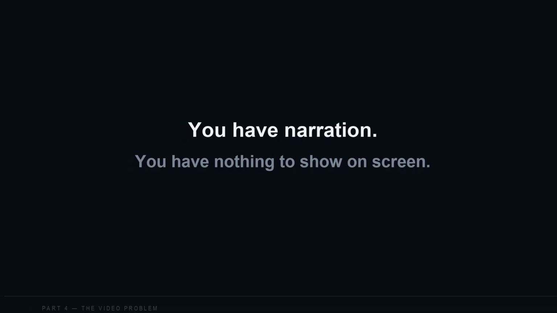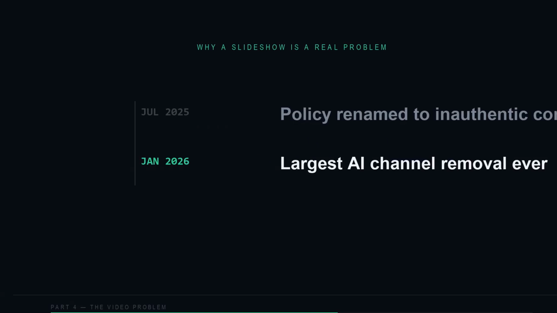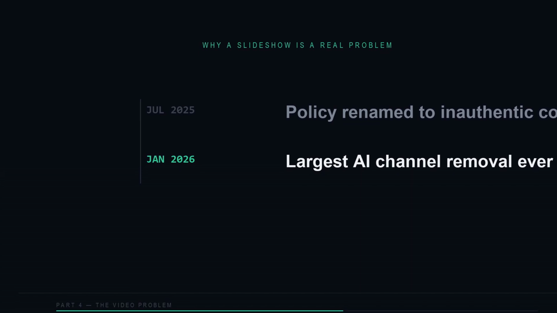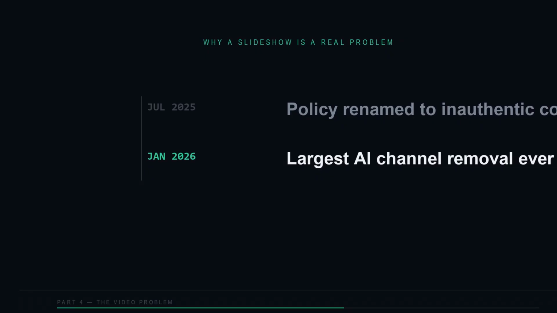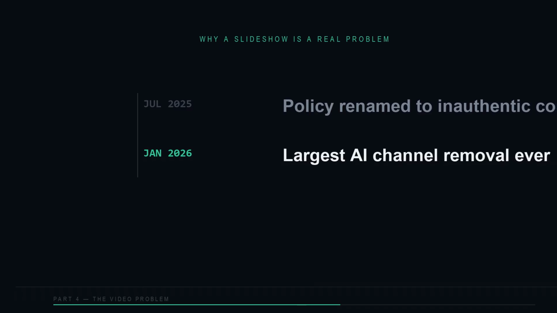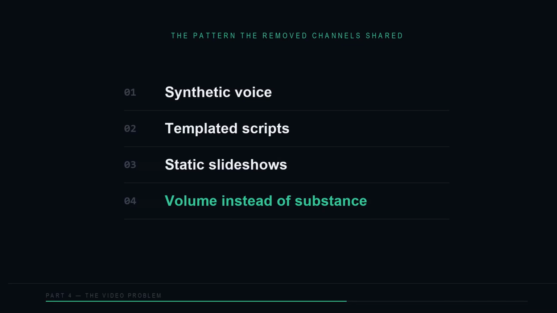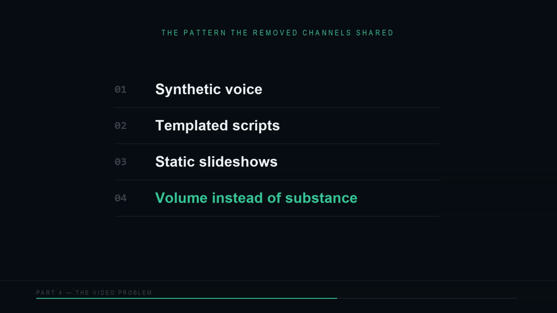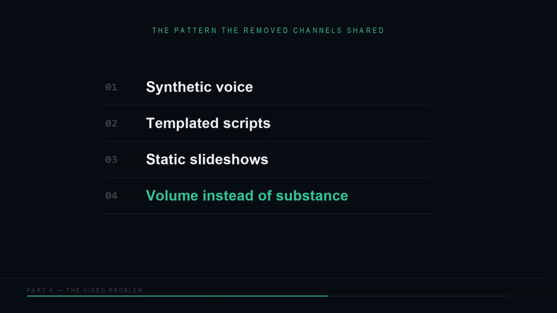In July of 2025, YouTube renamed its repetitious content policy to inauthentic content. And in January of 2026, it carried out the largest removal of AI-driven channels in the platform's history. The channels that got hit shared one pattern: synthetic voice, templated scripts, static slideshows, and upload schedules built around volume instead of substance. So a slideshow isn't just unattractive. It's the exact signature of the thing being removed.